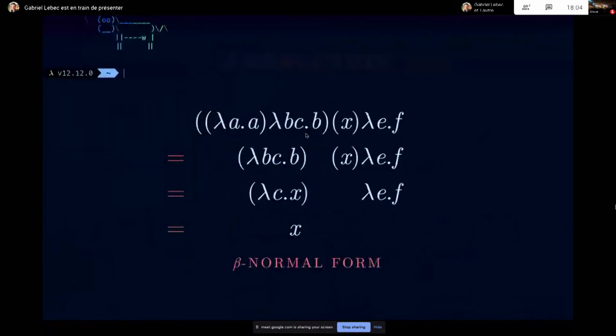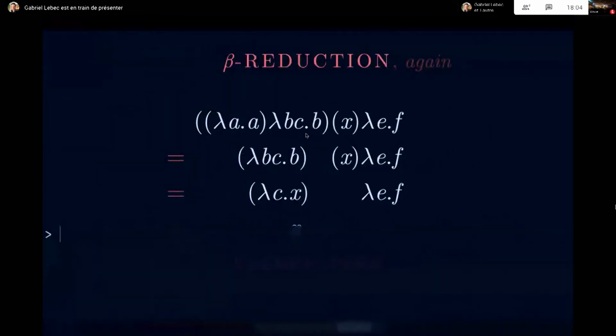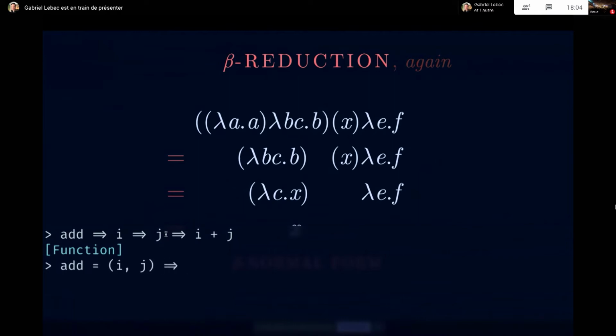So let's look at currying quickly here. This is what it looks like. This is a sort of classic example of currying. We'll make an add function that takes an i and a j, and it returns i plus j. So it does not take i and j simultaneously and return i plus j.